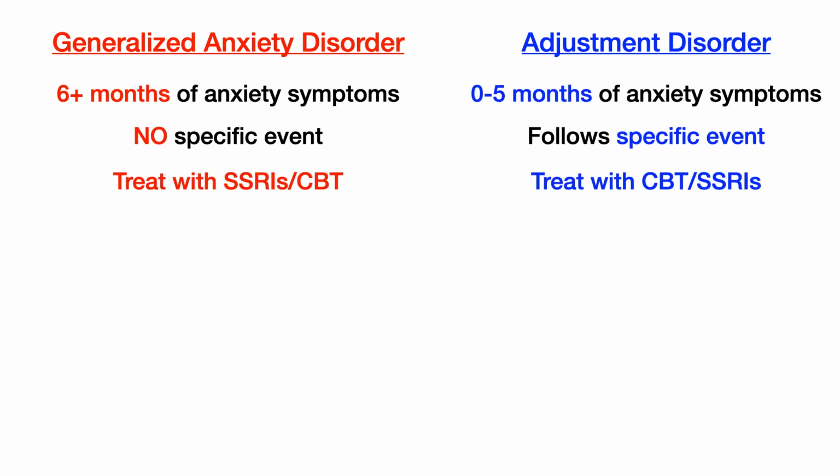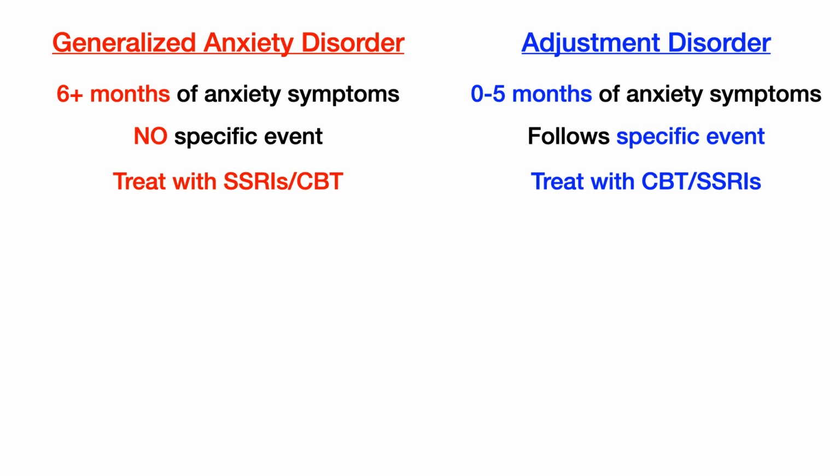So high yield summary, here we go. Generalized anxiety disorder, red on the left, and adjustment disorder will be blue on the right side of this slide. The timelines, GAD 6+ months, adjustment 0 to 5 months. GAD, no specific event. Adjustment disorder follows a specific event. Generalized anxiety disorder, you treat with SSRIs and CBT. Adjustment disorder, you treat with CBT and SSRIs. And I switched the order there because technically you don't really need to treat adjustment disorder. But if there is going to be pharmacotherapy, then it will be SSRIs or SNRIs. But typically you want to start with psychotherapy, which is why I put CBT first.